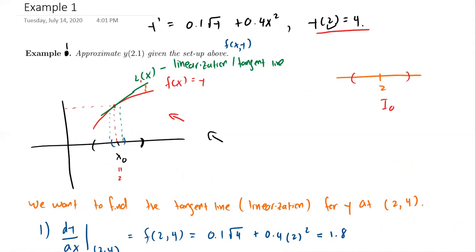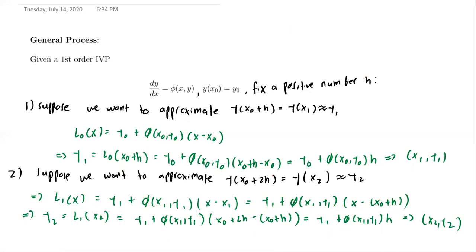So each time we're just adding 0.1 to the initial x coordinate 2. So 2.1 is 2 plus 0.1. 2.2 is 2 plus 0.1 plus 0.1. Okay? So we fix a positive number h, which is going to tell us how we move from the first x naught, so the first input, to the next input, to the next input, simply by adding h.